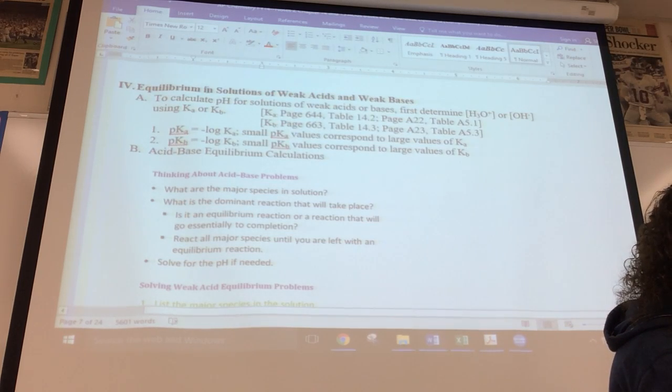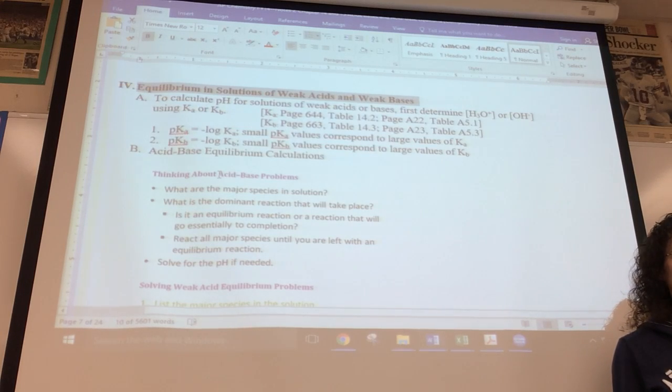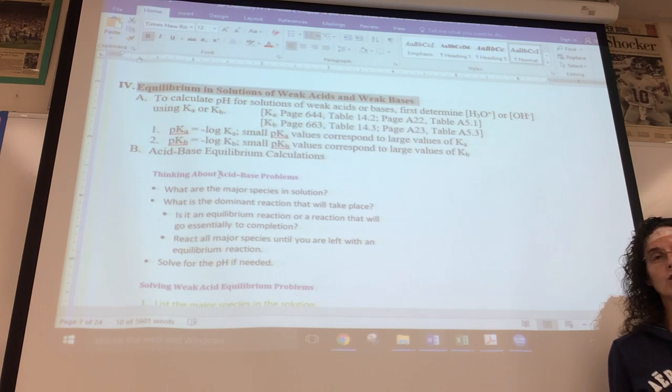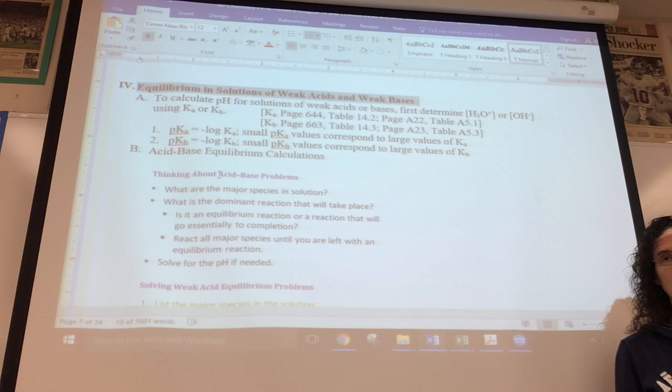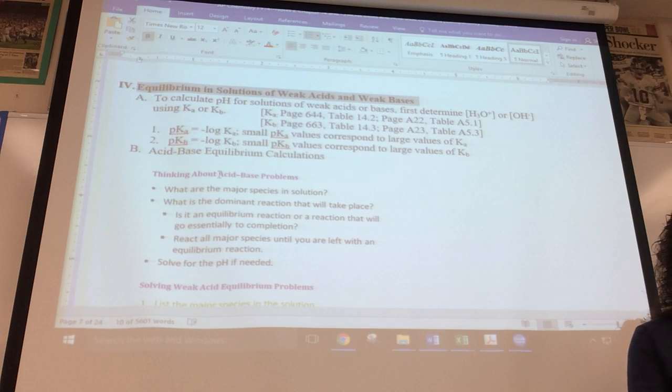So we want to look at equilibrium solutions of weak acids and weak bases. In this case, weak acids and weak bases don't ionize completely, so you cannot say that the concentration of acid is equal to the concentration of proton. That's where things really are going to change here. You're going to have to calculate the proton concentration and then the pH, or the hydroxide ion concentration, then the pOH. So this is going to be a little more involved.